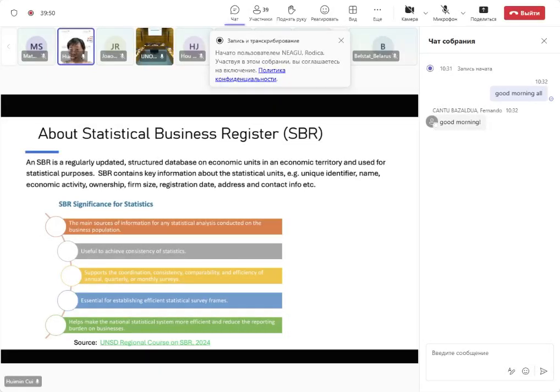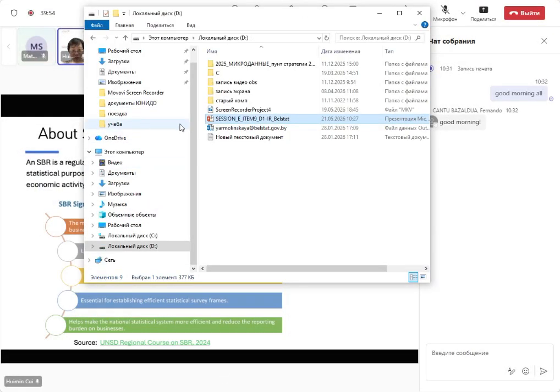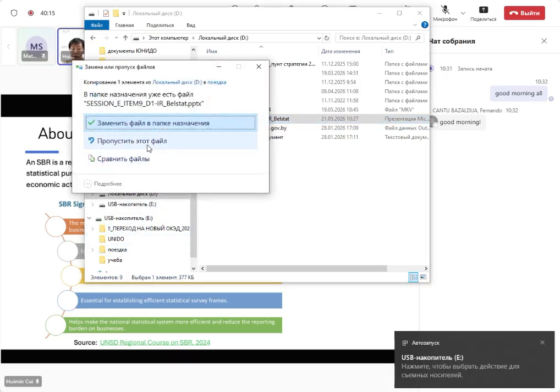about its identifier, the name, the address, the economic activities, the ownership, the size, the employment, the trade status, etc. It also contains information about the address and contact person of the enterprises to facilitate data collection and communication with the survey respondents. SBR plays an important role in producing statistics. It is the main source for information about the statistical units in the country or the economy.